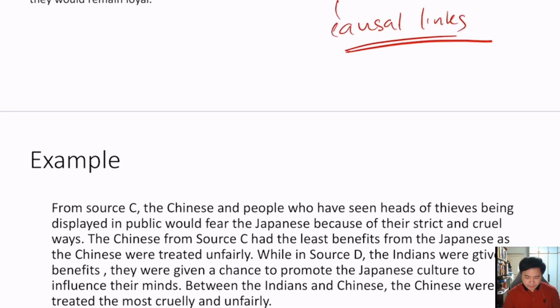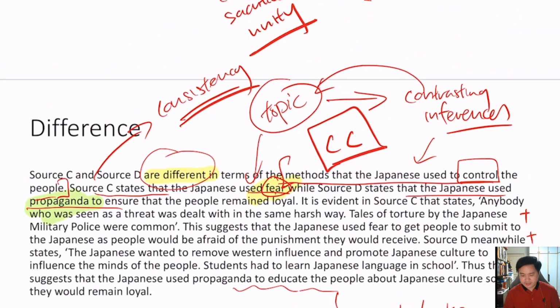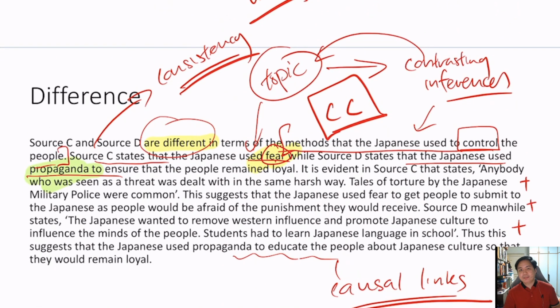All right, the following points are some of the mistakes that you have made in your exam. I think I'll do it in a separate video because this is too long. All right, so this is exactly how you should do your inference question, how you should do your basic inference comparison question.